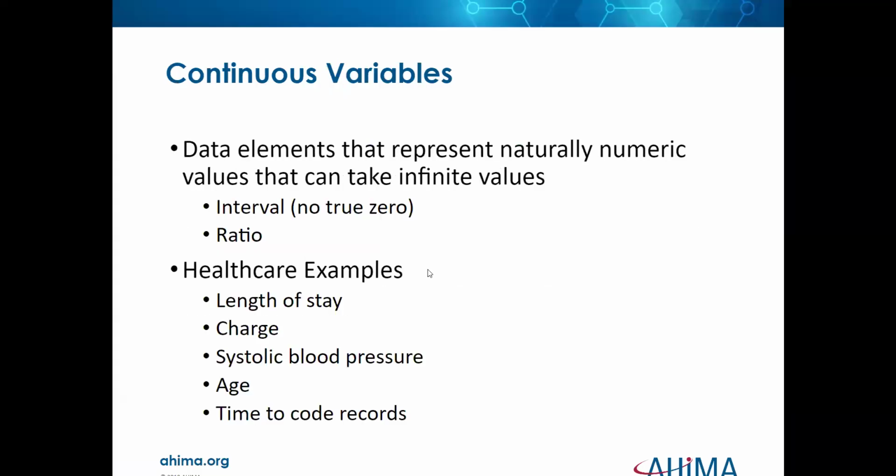Welcome to Chapter 5, where we'll take a look at continuous variables. And what are continuous variables? Basically, these are data elements that represent numeric values that can take infinite values. These could be things like a length of stay, a charge, systolic blood pressure, or an age, or the time to code records, which we'll take a closer look at. So all these are examples of continuous variables. These are numeric values that can take infinite values, right?